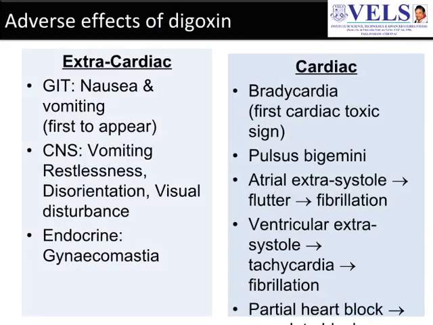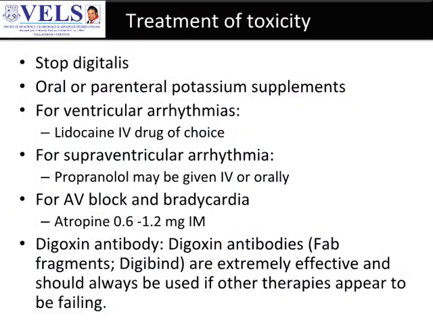GIT adverse events are due to gastric irritation, mesenteric vasoconstriction and stimulation of the CTZ. Extracardiac effects: gastrointestinal, anorexia, nausea, vomiting and diarrhea, abdominal pain; neurotoxicity, vertigo, blurred vision, disturbances of colored vision, headache, confusion, neuralgia, disorientation, delirium, hallucinations and rarely convulsions. Others: allergic skin rashes, gynecomastia. Toxicity of digoxin is reversed by digoxin antibodies, Fab fragments, Digibind, which is extremely effective and should always be used if other therapies appear to be failing.